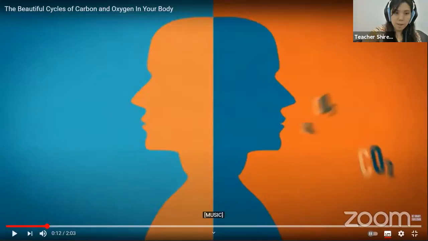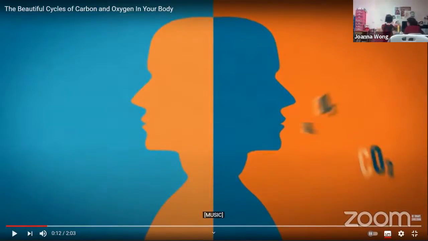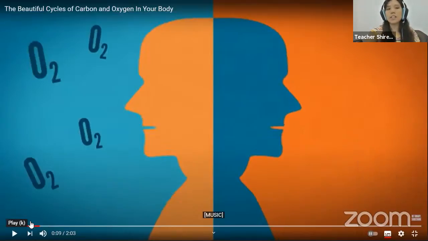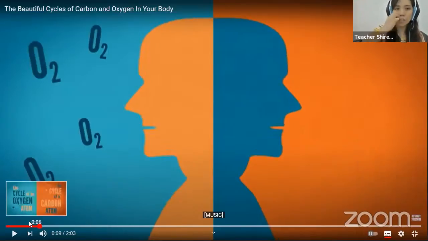Let me go back to the front first. Talk about the carbon cycle. Carbon is an element that is crucial to every living organism. It is also a key component. Okay, let's do the first one. What do you understand from this part of the picture or the video?